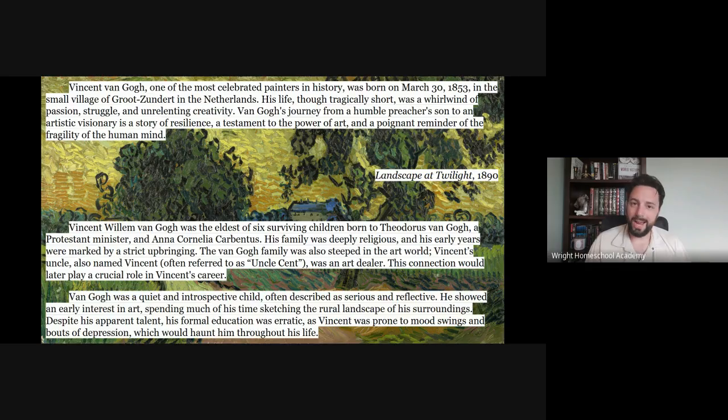Van Gogh was a quiet and introspective child. Introspective meaning looking inward, thinking, taking comfort and solace and solitude, okay with being alone, thoughtful. Often described as serious and reflective. He showed an early interest in art, spending much of his time sketching the rural landscape of his surroundings.